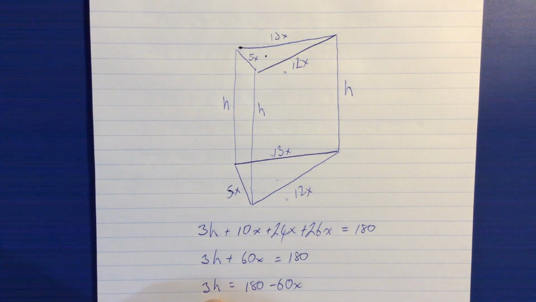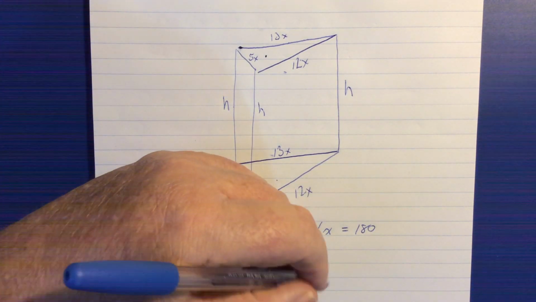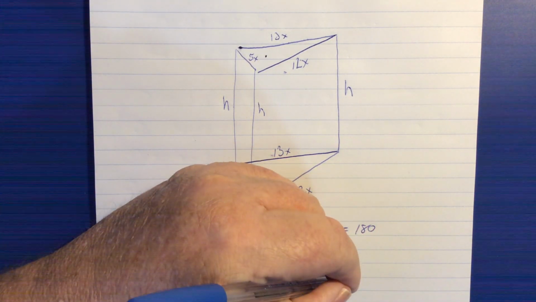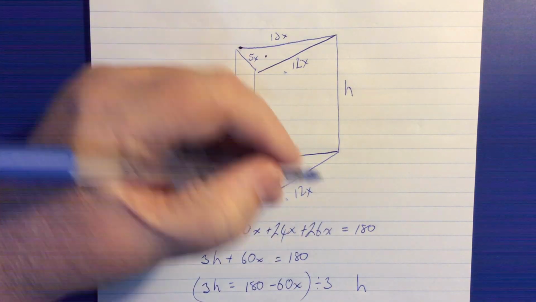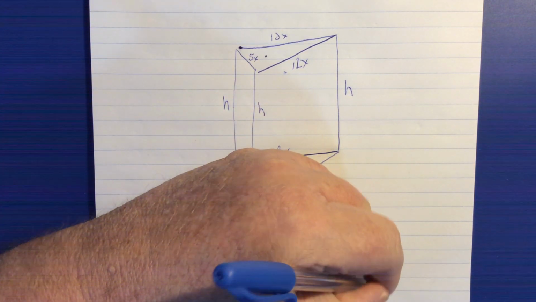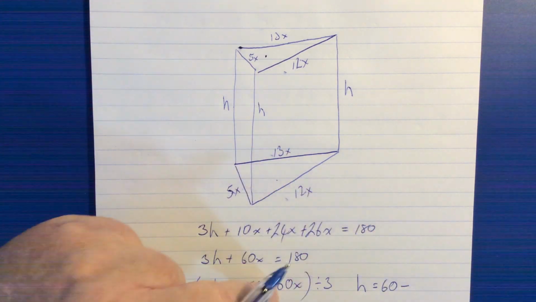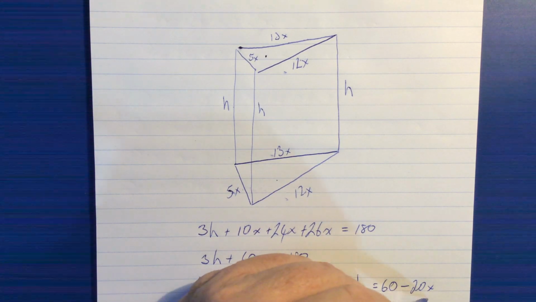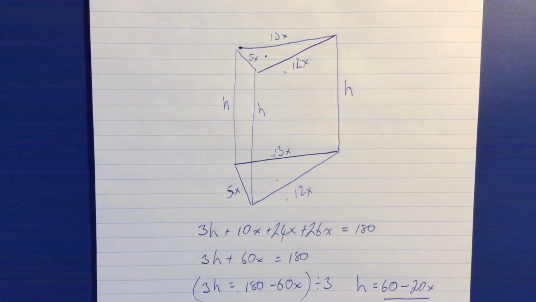Now, we want to know what h is equal to. We know what 3h is equal to. So if we divide this by 3, we get our first answer, h is equal to that divided by 3, which is 60, that divided by 3, which is 20x. That is our expression for h in terms of x.